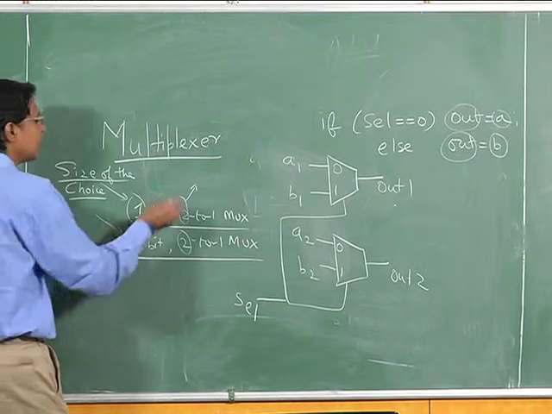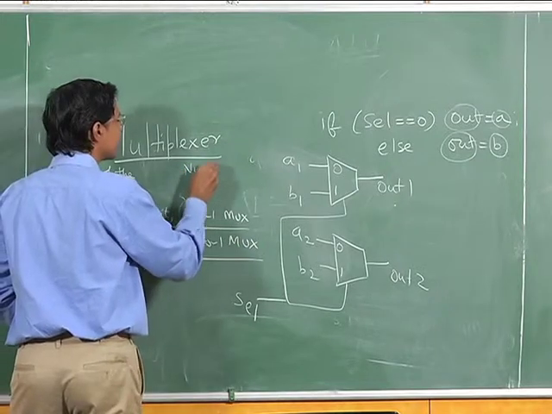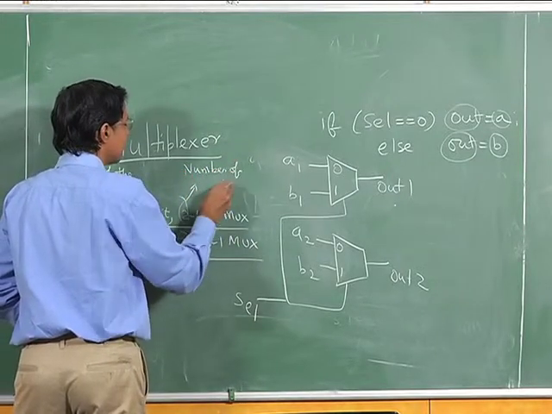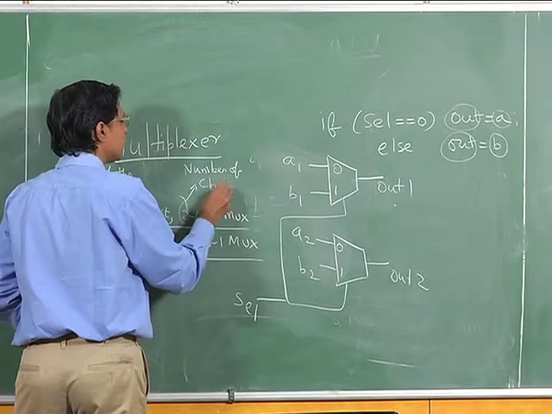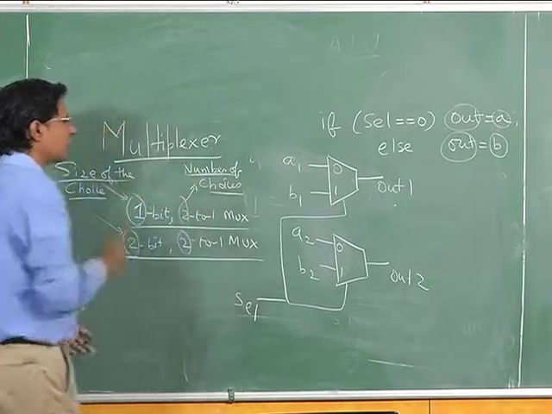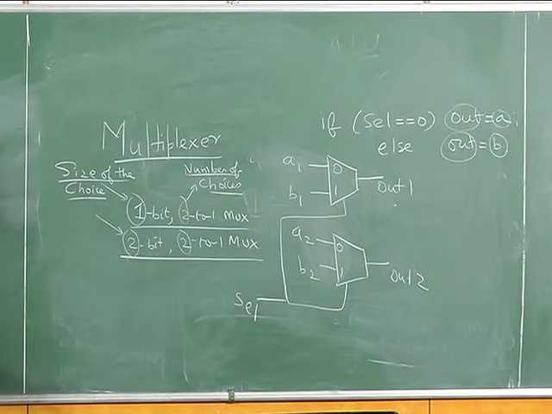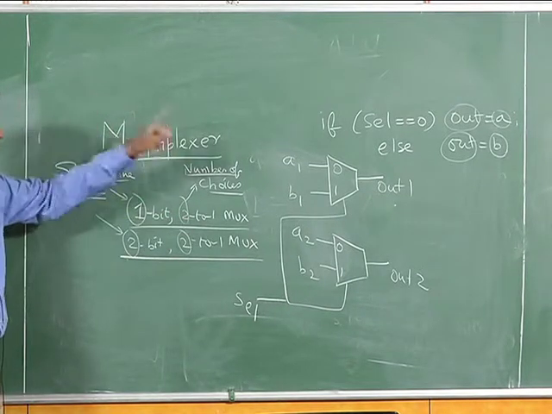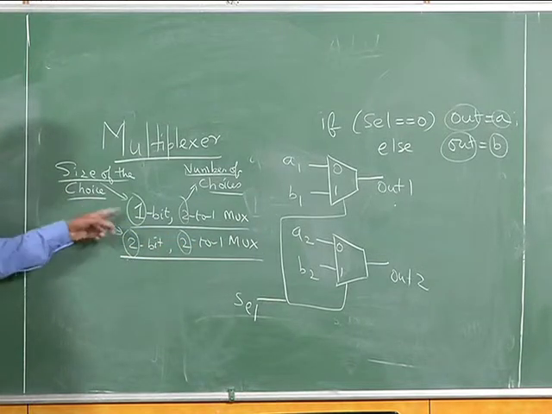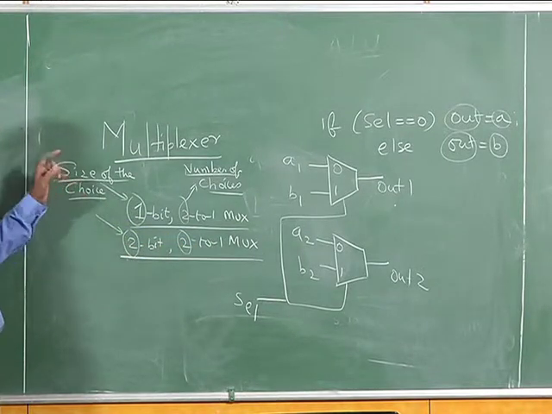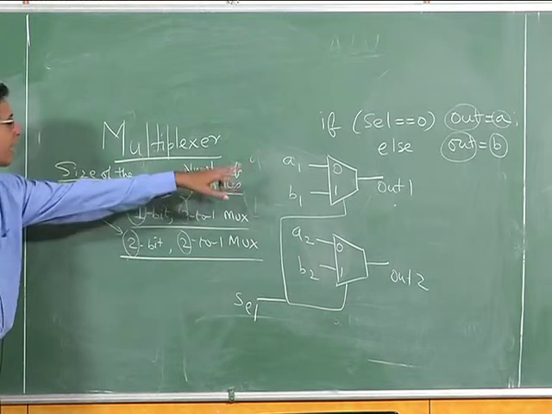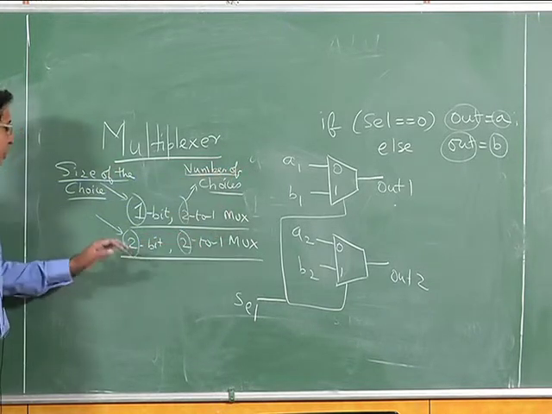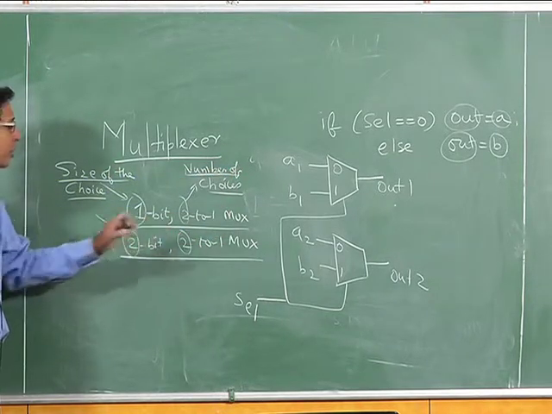This is number of choices. Are you all following? This stands for number of choices. I have 2 of them here. This stands for size of the choice. If each choice is only 1 bit, then I put 1 mux. If I have 2 bits, then I put 2.